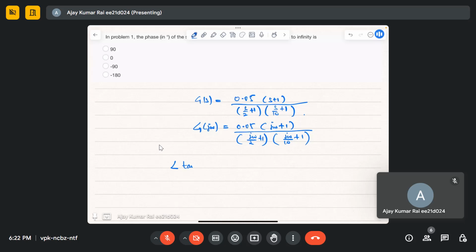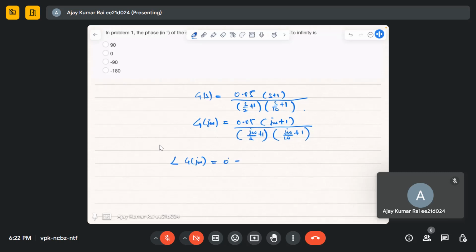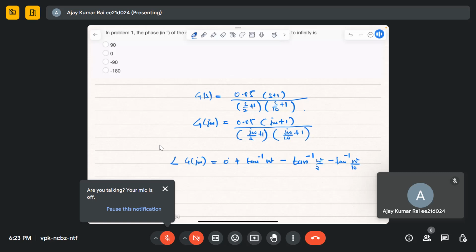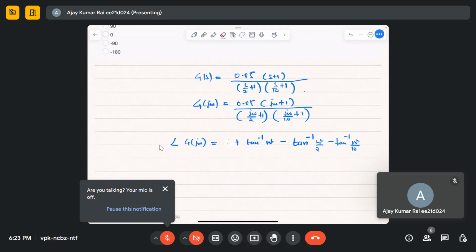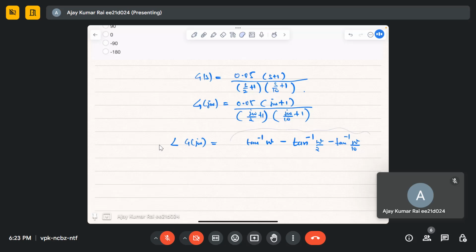So the phase of this is, okay, phase of 0.05 is 0. And plus tan inverse of imaginary by real; in the numerator, the imaginary part is omega and the real part is 1. And in the denominator, we get tan inverse of omega by 2 over 1, minus tan inverse of omega by 10 over 1. Okay, so this is the phase for this particular transfer function.